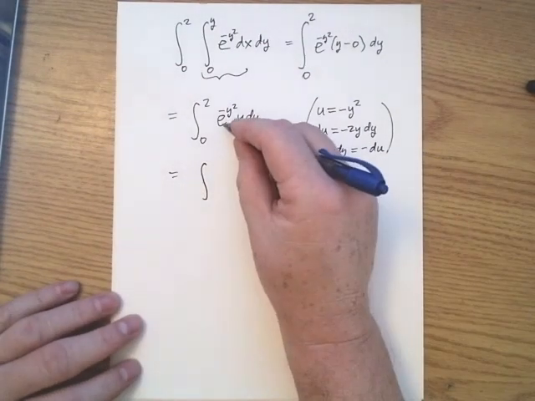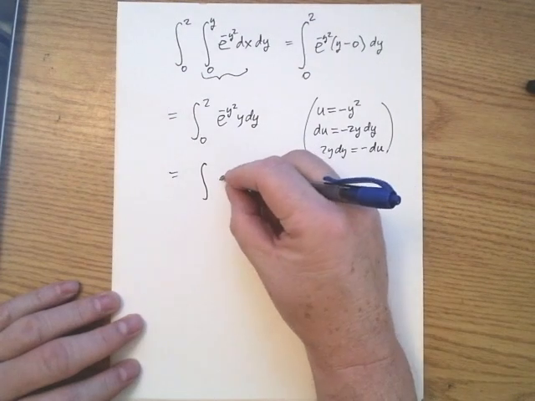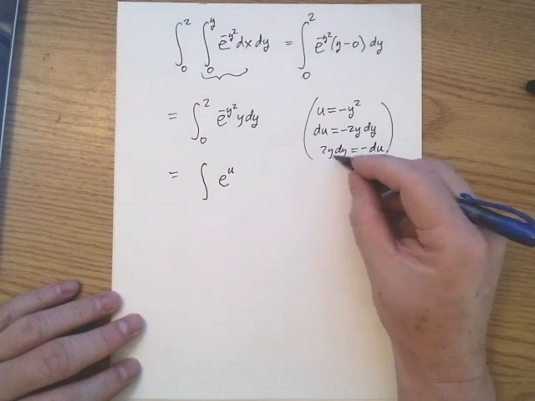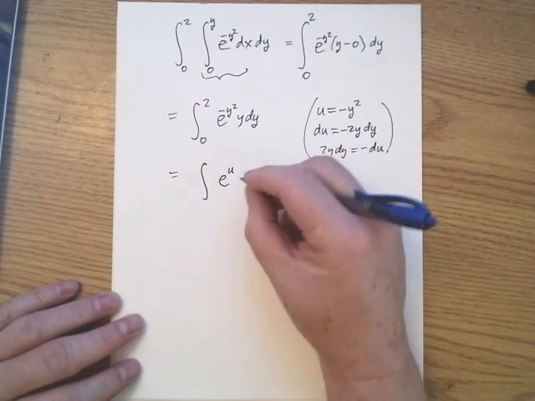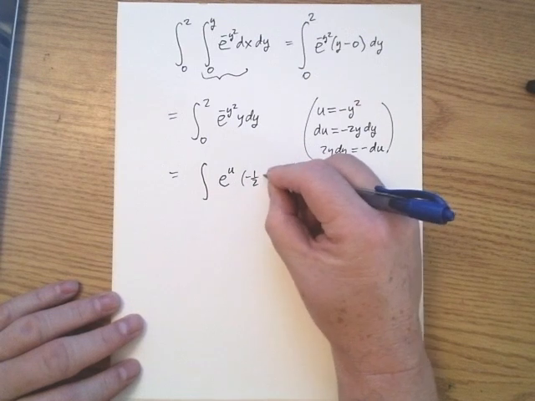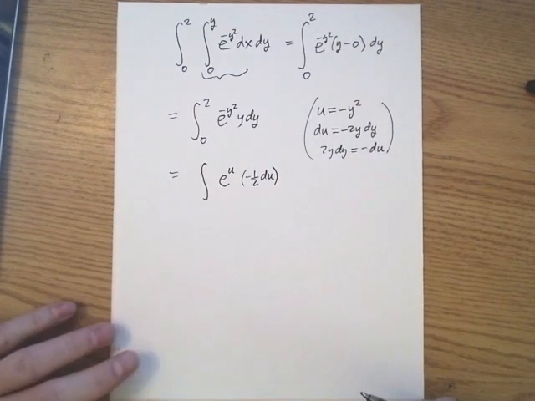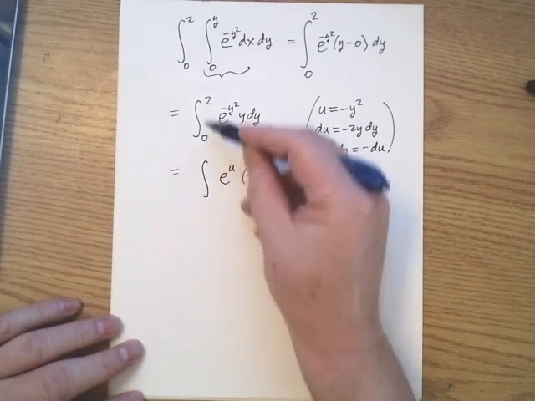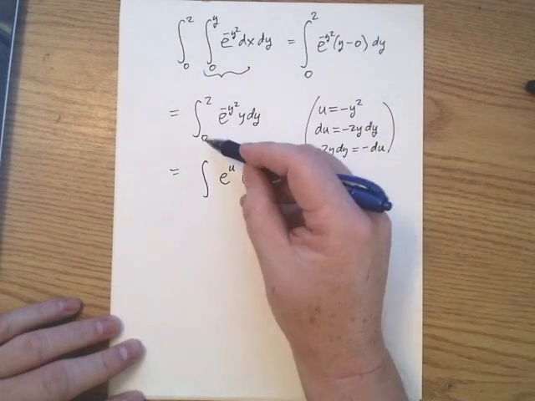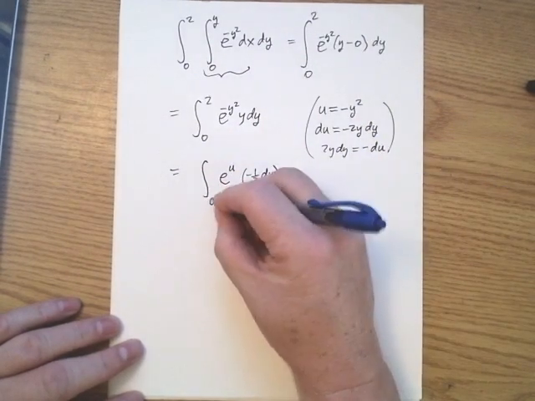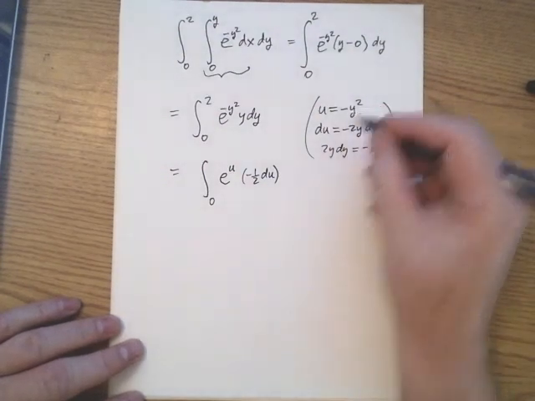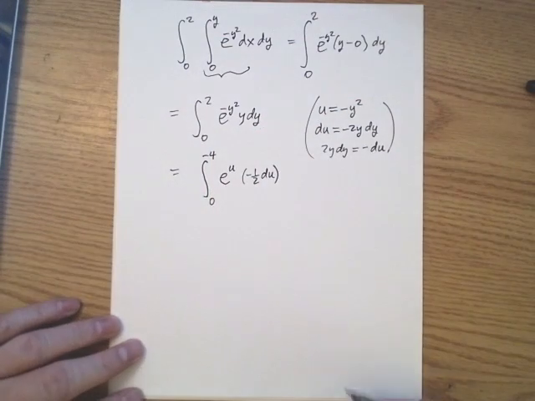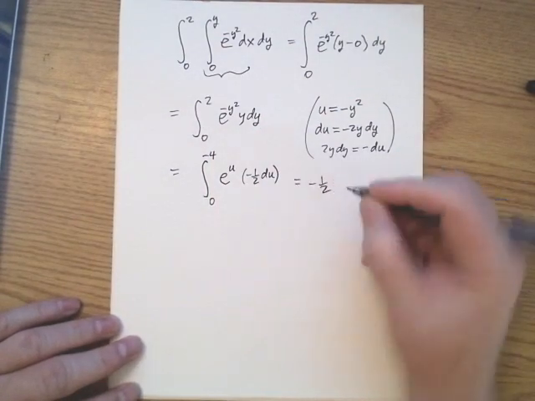Let's see, e to the minus y squared is now e to the u. y dy is actually what? Negative 1/2 du. I'll take that negative half out front here. What are the limits of integration? Now remember, here they involve y's. Here they're actually u's. When y is 0, we get 0 here. When y is 2, we get negative 4. So we've got negative 1/2, I'll bring out front.